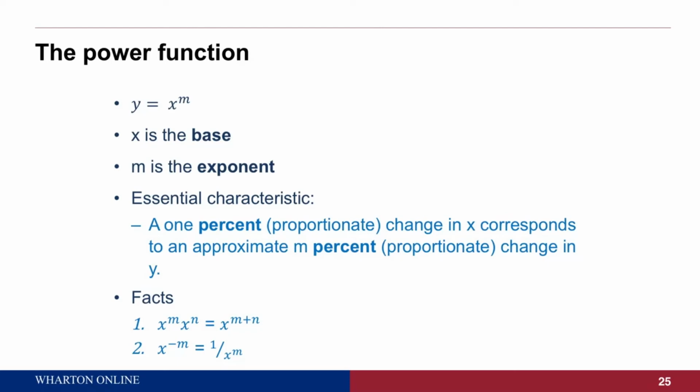Now, there are a couple of facts. I just put the math facts down at the bottom. There are actually more math facts than this, but these are really important ones about the power function. That x to the power m times x to the power n is x to the m plus n. So the product here corresponds to the addition of the exponents. And x to the minus m is the same as 1 over x to the power m. And that's why we're able to use these negative powers to capture decreasing relationships. So there's the power function.